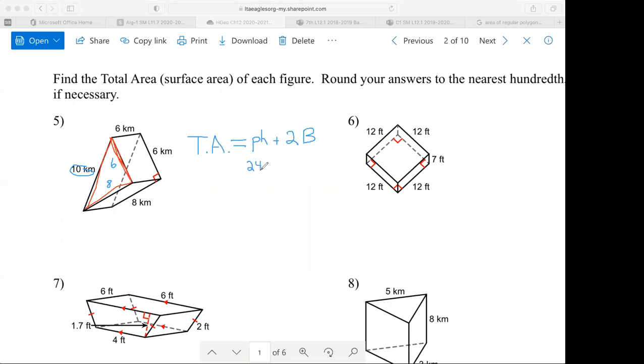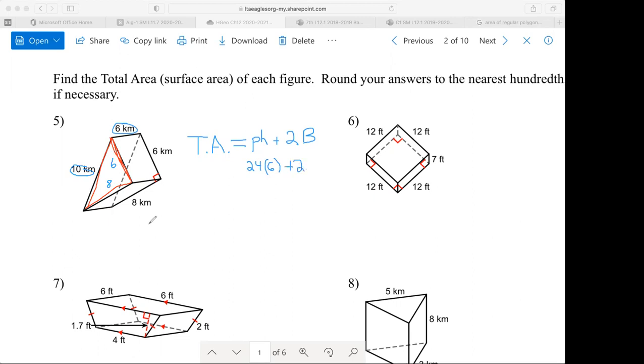The height is the perpendicular distance between the 2 triangles. Notice that would be 6. The distance between the 2 triangles is 6. So that's 24 times 6 plus 2 of the base areas.